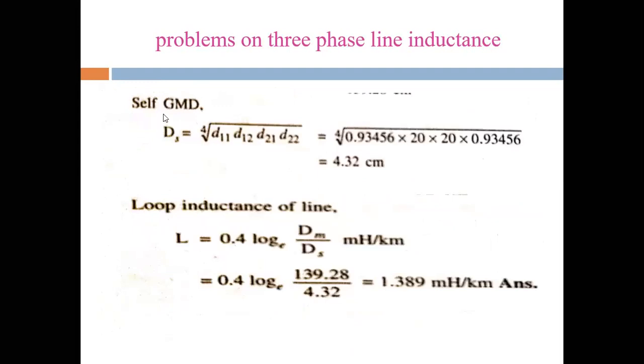Next we calculate the self GMD. Self GMD means DS, which is equal to the fourth root of D11, D12, D21, D22.